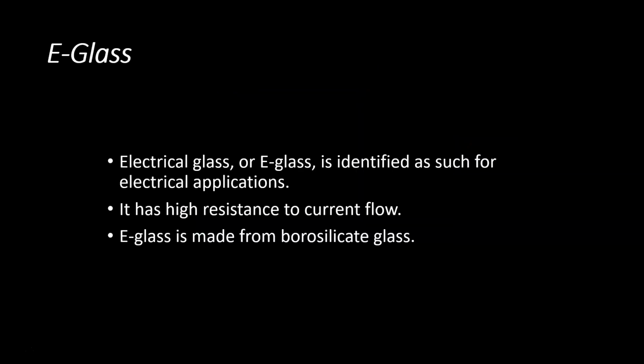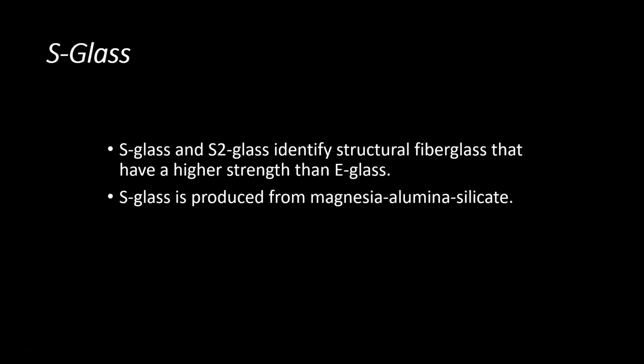When we go to the fiberglass, there are two types of fiberglass. There's E-glass, and E means electrical. It's used for electrical applications. It has a high resistance to current flow. Then there's one more type, called S-glass, and that is structural. S means structural or strong, strength. Those are two different types of fiberglass, and you have what I call normal fiberglass, and then you have E-glass.